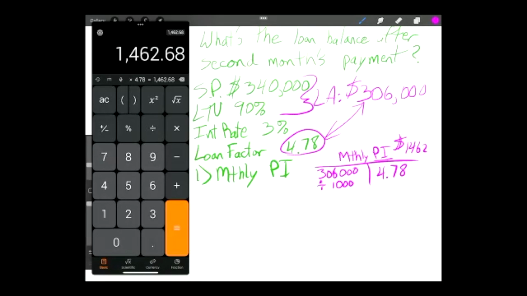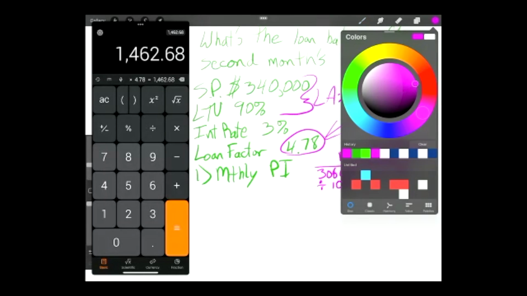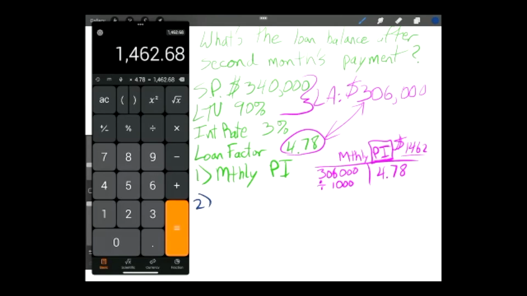$1,462 per month is principal and interest, but we need to know how much of that whole payment is just interest, so that we really need to know how much of it is principal. But in order to do that, we figure out how much of it is interest. And that leads us to the second equation. We're going to figure out monthly interest. Well, we got to figure out annual interest first, so I don't want to confuse you.